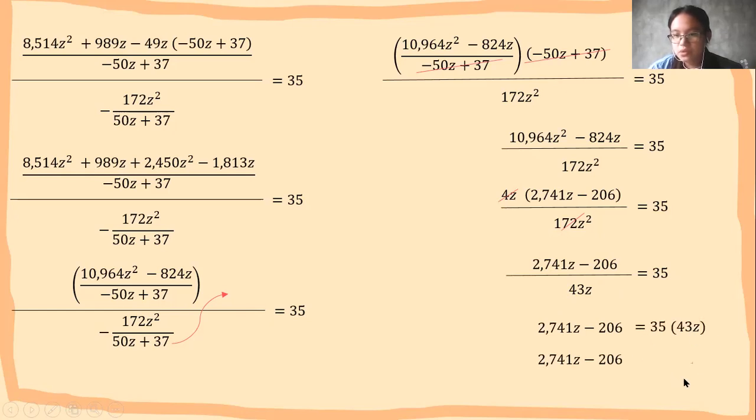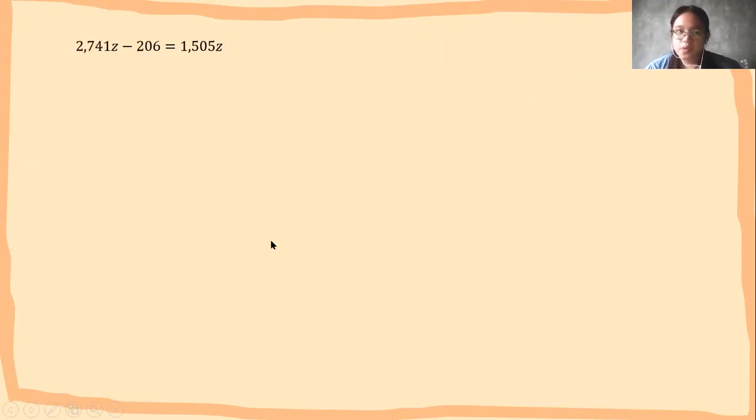So it is equal to 1,505z. Then let's transpose the 1,505z into the left side, so it will become negative 1,505z. And the negative 206 will transpose to the right side and it will become positive 206. Then subtract, we have 1,236z is equal to 206.